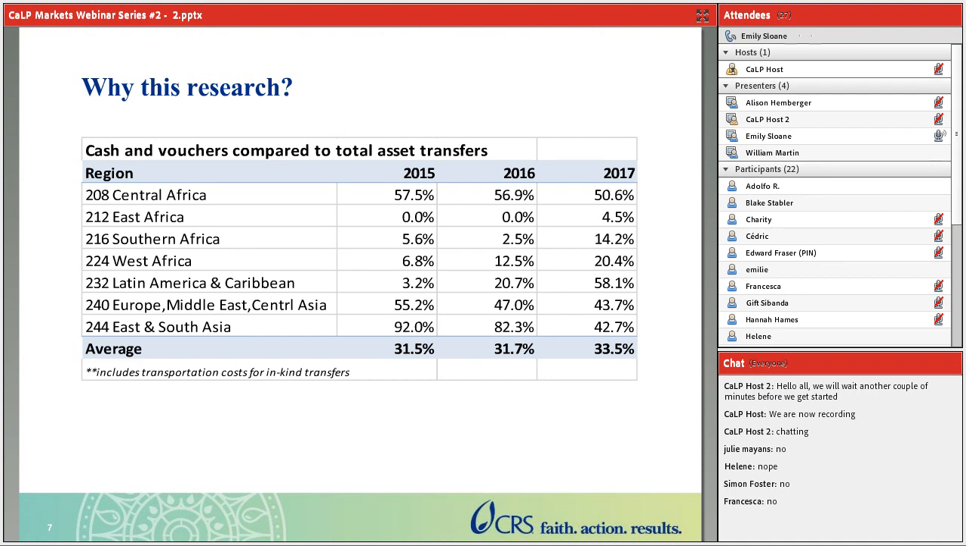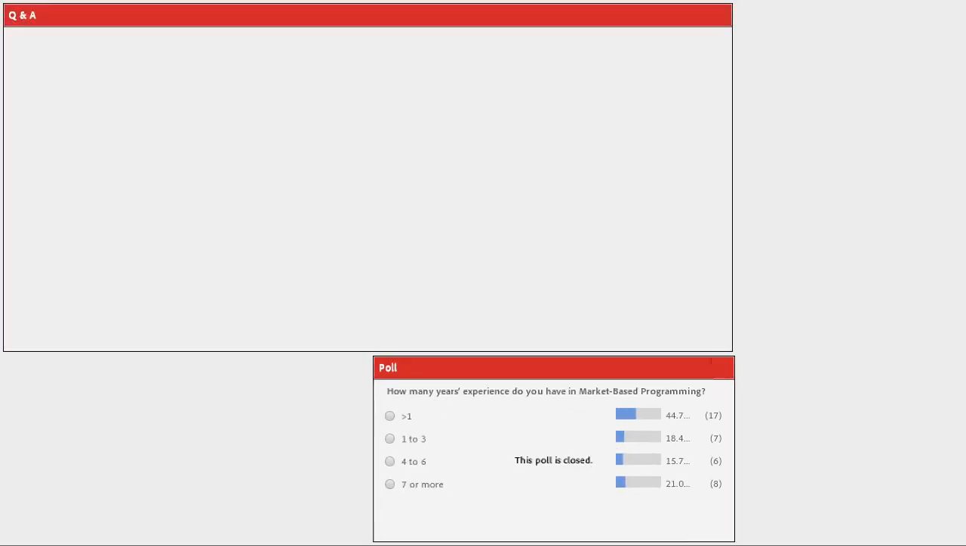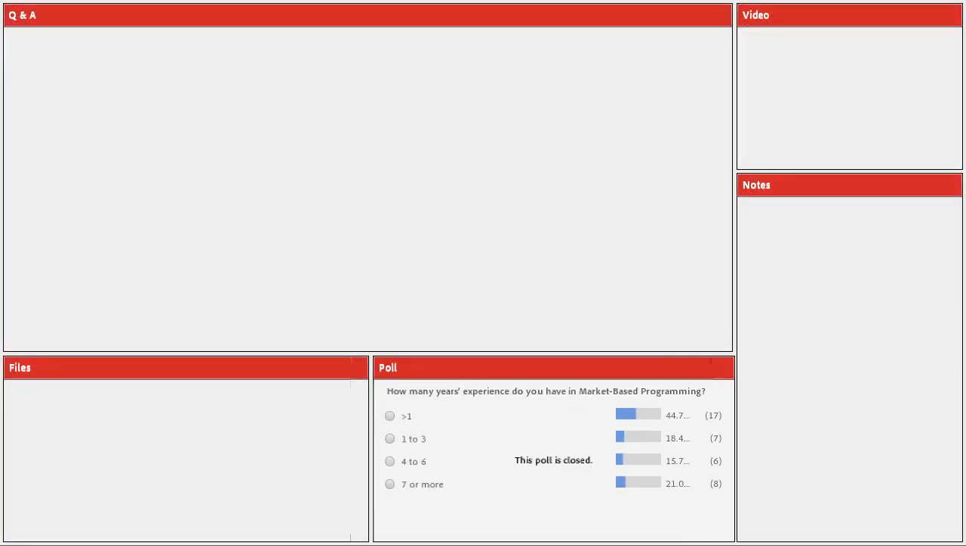So we did an internal research, and CRS invested heavily in increasing our markets and cash-based programming over the past 5 years.